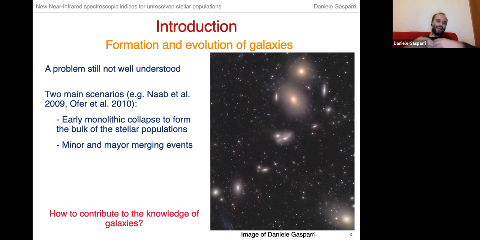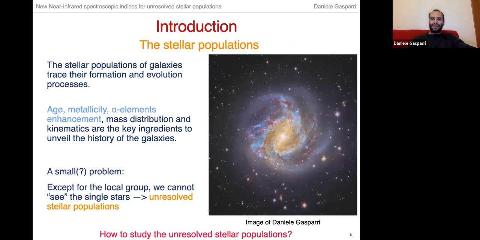Then there is a secular evolution made by minor and major merging events. These can be dry merging or wet merging, considering the amount of gas and stars in the galaxies that collide. So the main point is that we don't know much about the formation and the evolution of galaxies. So the question is, how can we contribute to the knowledge of galaxies?